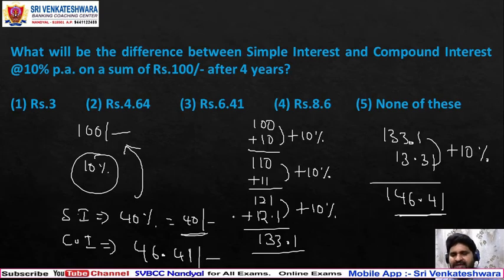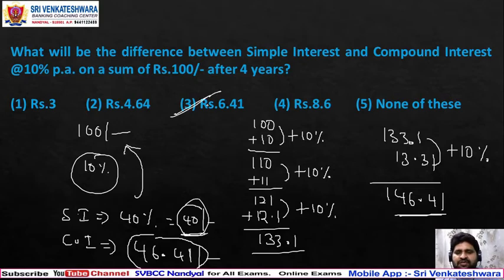So the simple interest I got is 40 rupees. Compound interest I got is 46.41. Let's understand. I got 40 rupees simple interest. I got 46.41 rupees compound interest. Actually, what is the difference between the two? 6.41. So 10% continuously I'm doing 4 times here. Continuously if I do it 4 times, I'll get 146.41. So the interest will be 46.41. But the simple interest I got is 40. The difference between both the cases is 6.41.